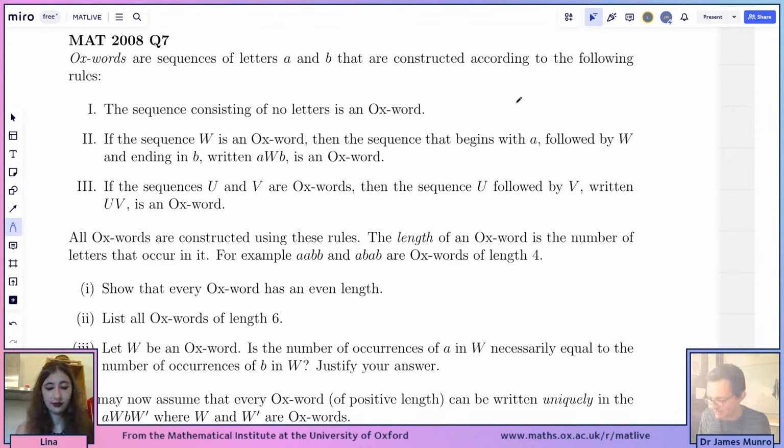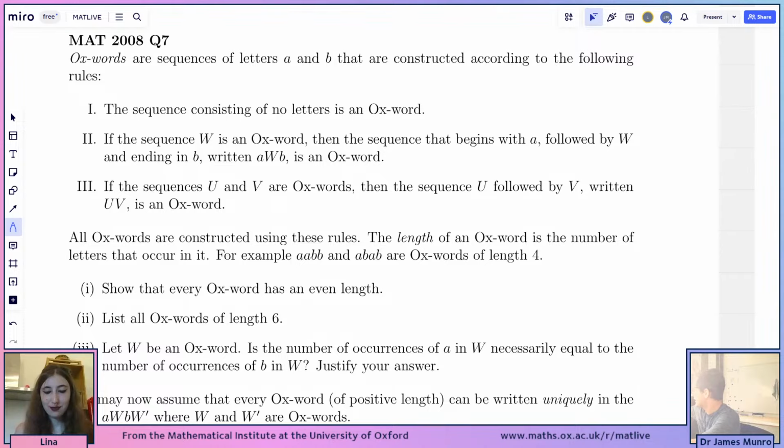I guess the big question is, what Oxwords do you get? What's the set of Oxwords? That's not actually in this question. Instead, there are 4 or so parts of this question investigating different properties of things. Cool, right, I'm going to get the sun out of my eyes and hand over to Lena to explain about Oxwords. Over to you.